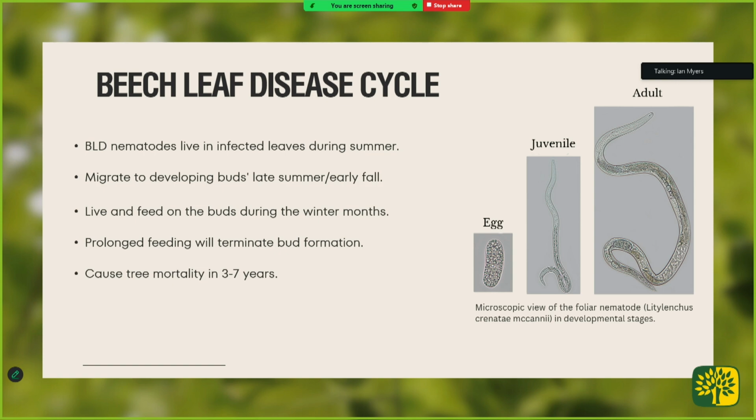So it's a very long time that they're in the buds feeding. All of the damage is happening in the buds over the course of the winter. And unchecked, beech leaf disease can kill a tree in 3 to 7 years. Some studies have suggested 2 to 5. It really is going to depend upon the overall tree age, health, and vigor.